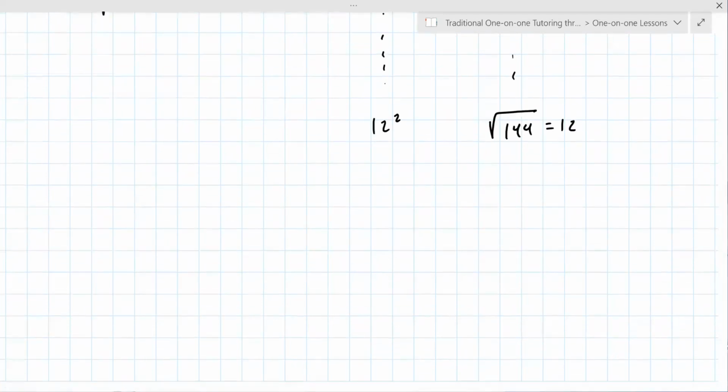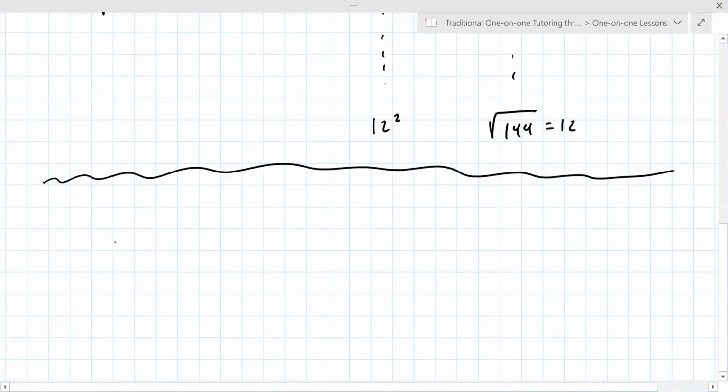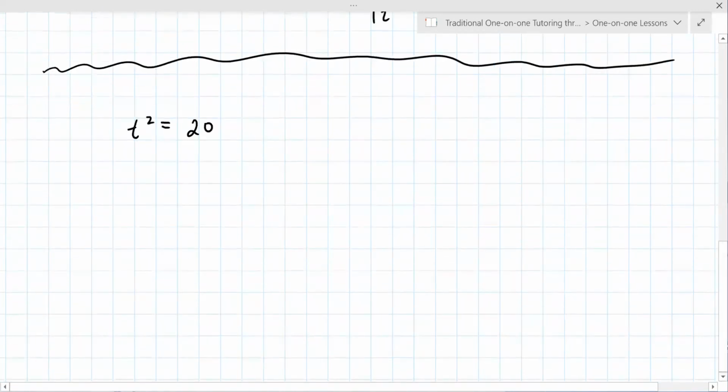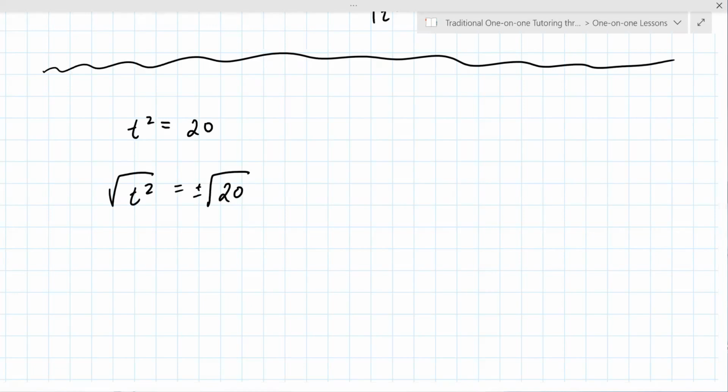Okay, the next type of problem you might see, and I didn't see a ton of this, is let's say you get it down to t squared equals 20. And you take the square root of both sides. This is not a perfect square. Do you see that? Did you talk at all about reducing roots? I don't think so. The one example here that I see is a prime.